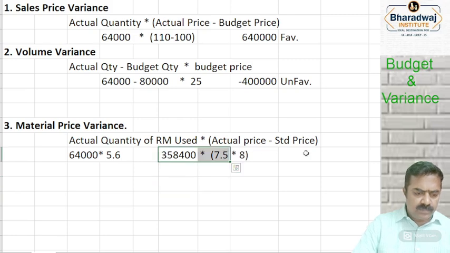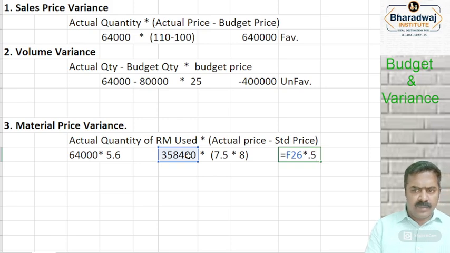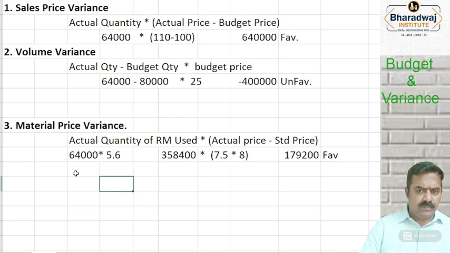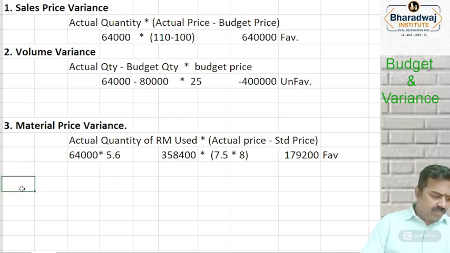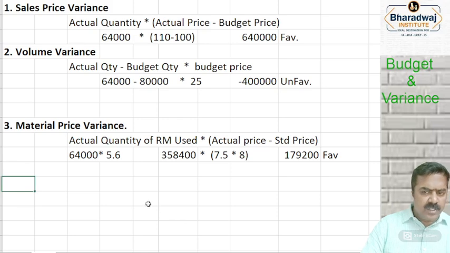Now work out. Is it favorable or unfavorable? Actual price is less than the standard price. So it is favorable. What is the next one they ask for? Material usage variance. Because of the usage, what is the variance?